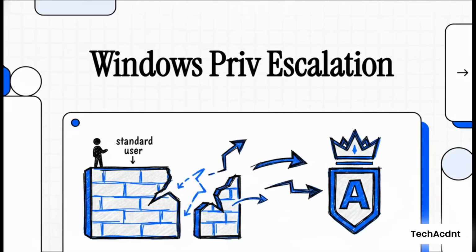Welcome everyone, let's dive right into this explainer where we're unpacking the mechanics of Windows Privilege Escalation. Privilege escalation isn't just one magic hack, it's really the systematic dismantling of boundaries to turn a standard everyday user into an absolute system administrator. Let's take a look at the architectural blueprint of how this actually happens.